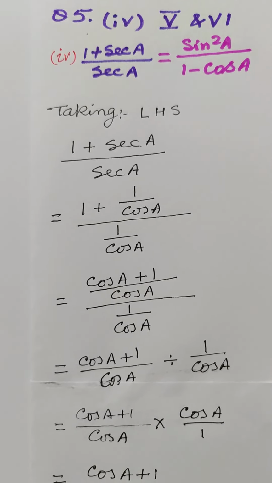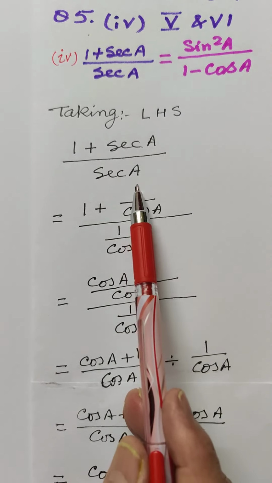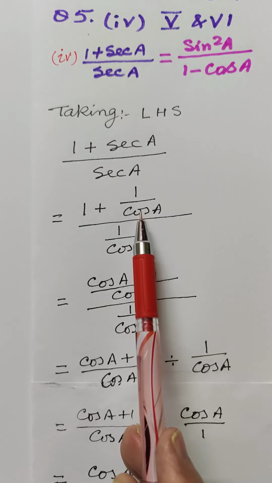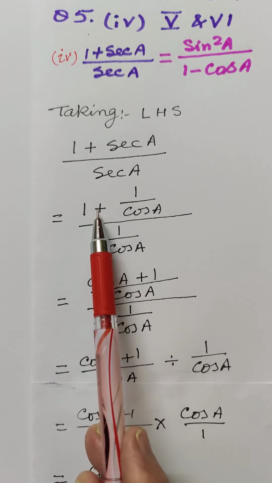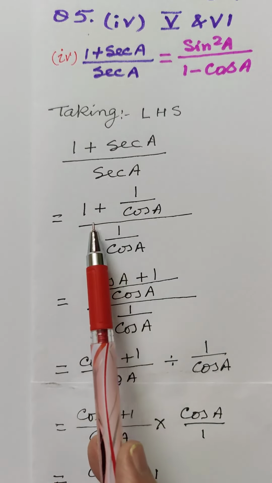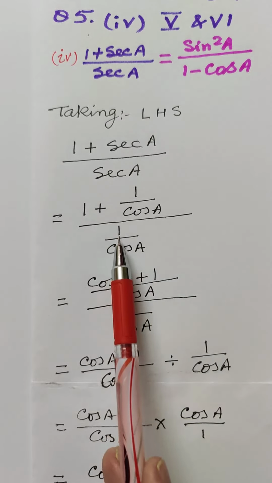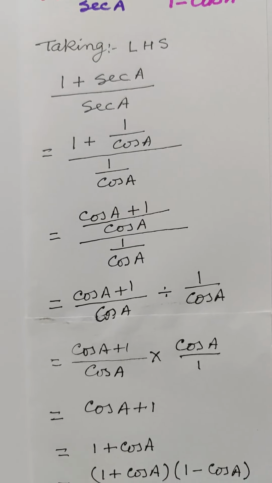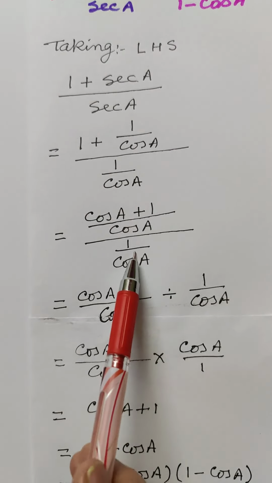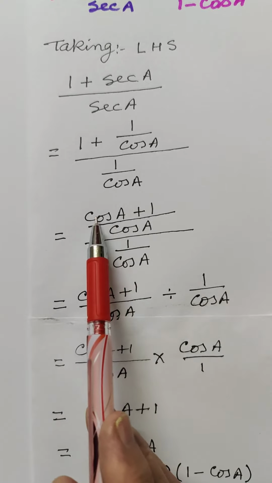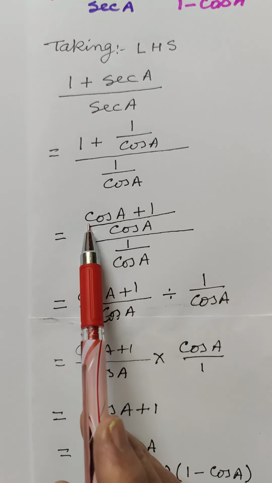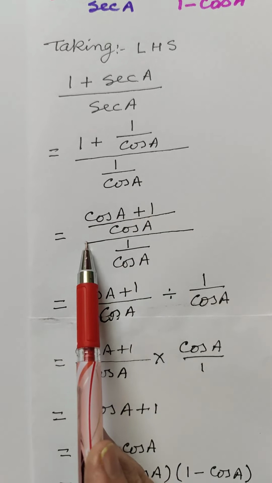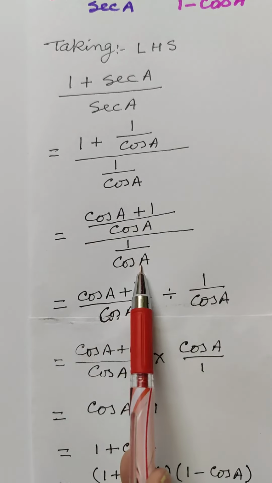We know that sec A is equal to 1 upon cos A. Writing 1 upon cos A in place of sec A, so that will become 1 plus 1 upon cos A, and in denominator 1 upon cos A instead of this sec A. Taking LCM of numerator, so that will become in denominator (cos A plus 1) upon cos A, and whole upon 1 upon cos A.